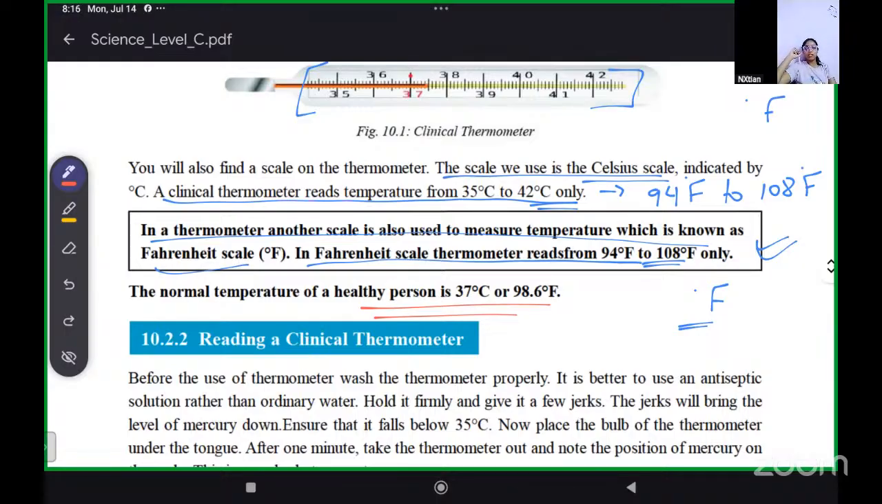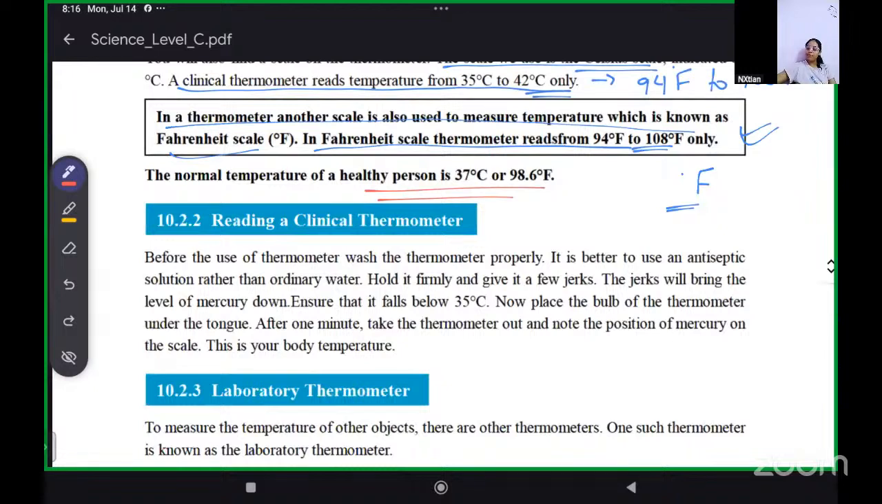Okay, we will stop here for today, and tomorrow we will continue from reading a clinical thermometer. A 5 minute break is there till 8:20. At 8:20 we are going to begin with math.